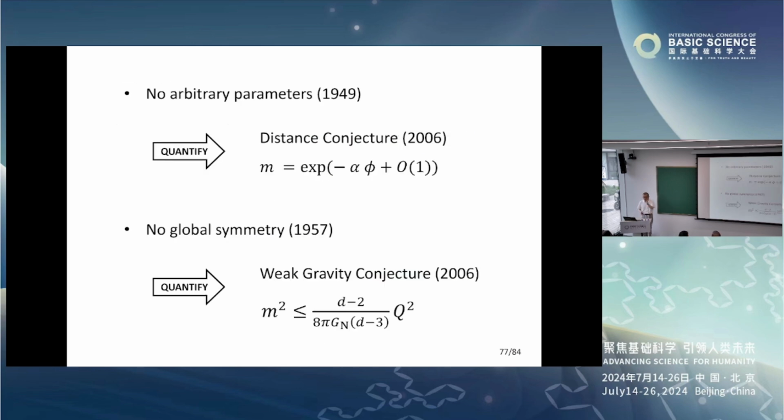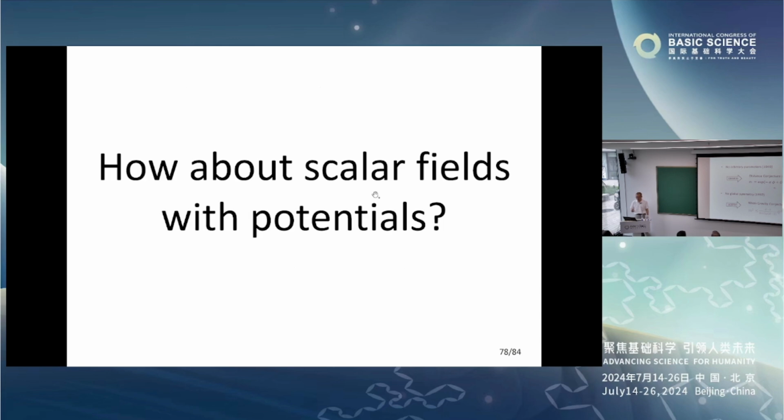So this is basically what I wanted to say in this talk: there is this very old idea of absence of arbitrary parameters and absence of global symmetry, which are now quantified into a stronger statement, like the distance conjecture and the weak gravity conjecture. Both of them are supported by a very robust set of examples from string theory constructions. But now we are at the time when we can actually roll up our sleeves and try to prove some of these statements, and we have succeeded in doing that, at least in this case, for AdS3/CFT2.